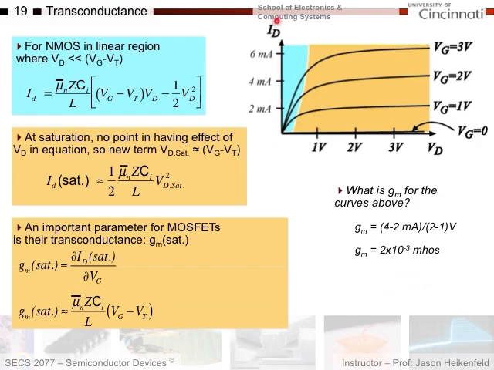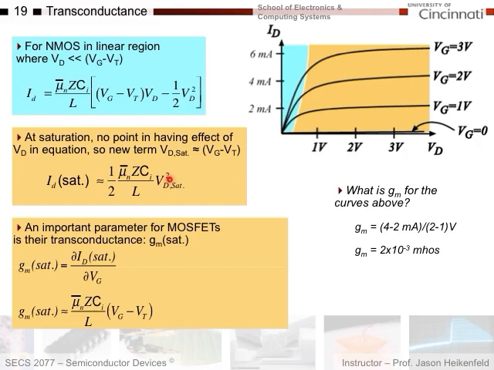So here's my drain current versus drain voltage for a couple different gate voltages here. More gate voltage, more current. This is for an NMOS device. In the linear regime, here is my equation. At saturation, I can simplify the equation from the previous slide down for saturation current to be the following. So here's how I can calculate saturation current.